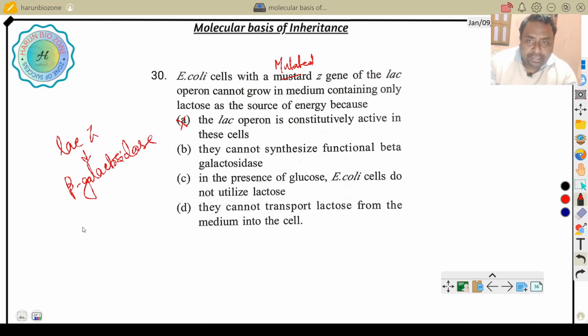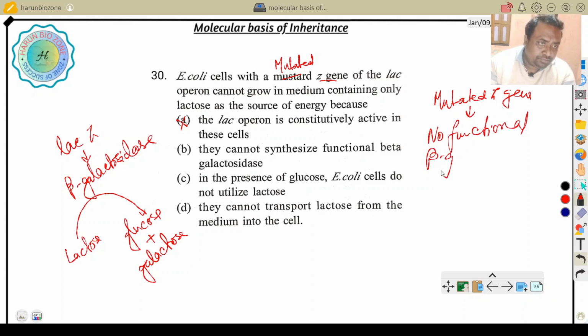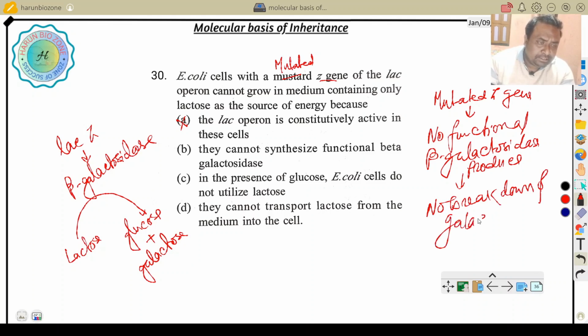So what is the function of beta galactosidase? It breaks down lactose into glucose and galactose. If the lac Z gene is mutated, no functional beta galactosidase is produced. So there is no breakdown of lactose. They cannot synthesize functional beta galactosidase because the gene is mutated.